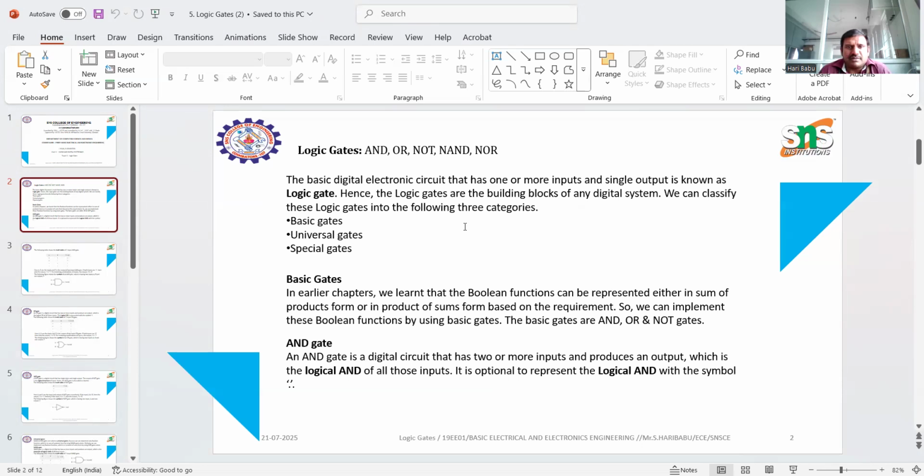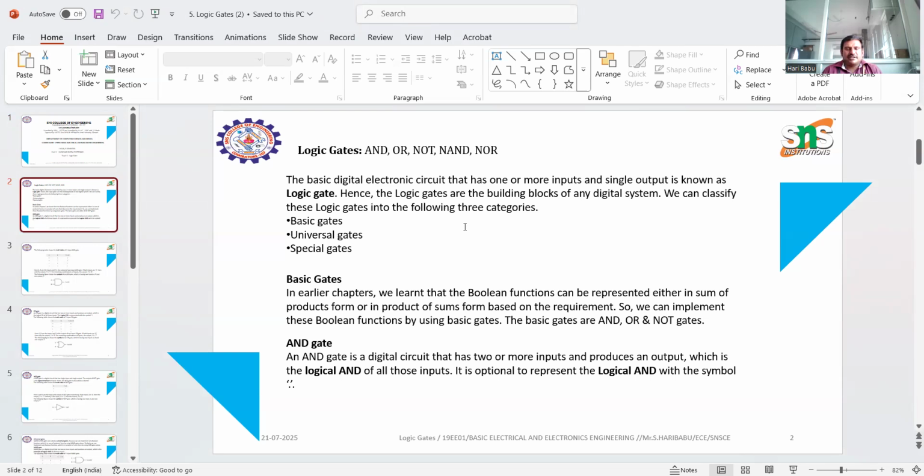A basic digital electronic circuit that has one or more inputs and a single output is known as a logic gate. Hence, logic gates are the building blocks of any digital system. We can classify these logic gates into the following categories: basic gates, universal gates, and special gates.